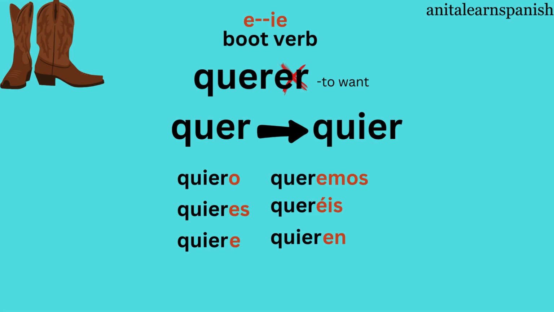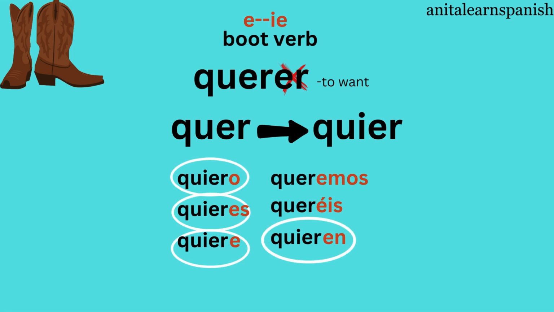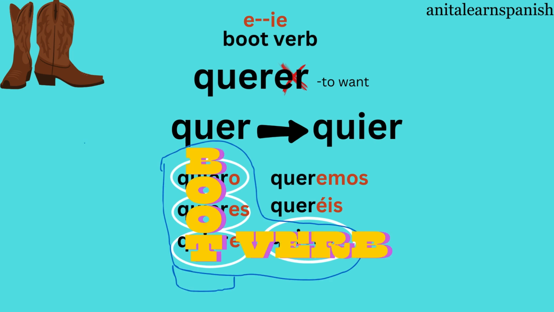So let's see what happens here. Ooh, look at this. Remember, we're adding our regular endings, o, es, e, emos, éis, en, because this is an ER verb. And now you can see that the forms that have the stem change kind of form a boot. Can you see that? Yeah, they are called boot verbs. Okay, so now it's starting to make some sense, right?